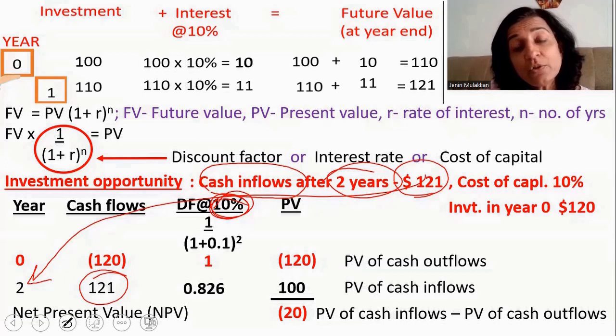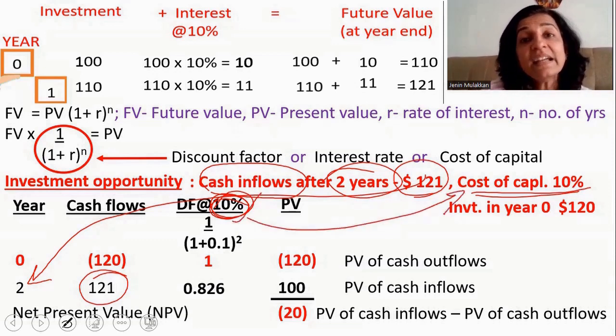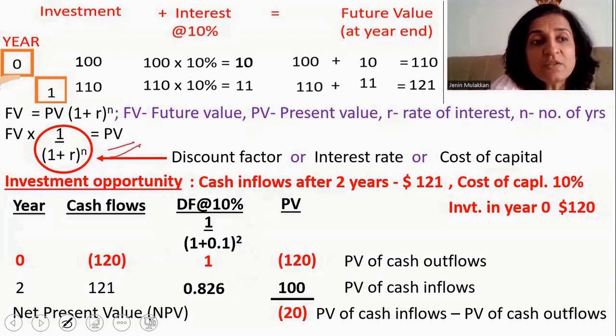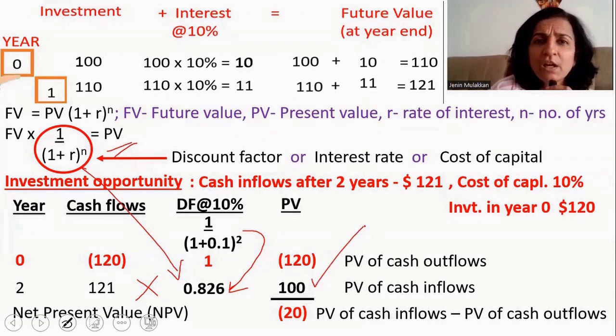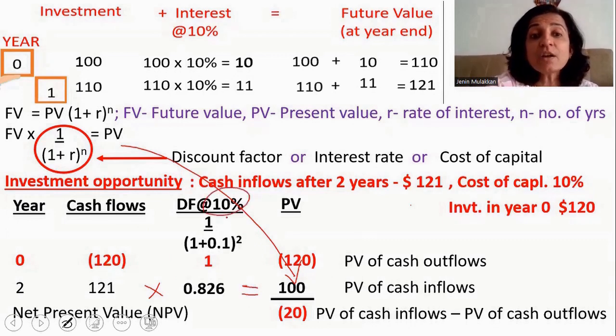Why should we get an interest rate of 10%? Because that is the cost of capital, or that is the minimum return that is expected from us by the shareholders or the lenders. So that is why we are taking 10% as the interest rate that we want. We got the discount factor as 0.826. And then we can find out the present value by multiplying the future value with the discount factor. So we have multiplied $121 into 0.826, and we got the present value as $100. Now, what do you mean by present value? It's the amount that we have to invest now to get an interest of 10%.